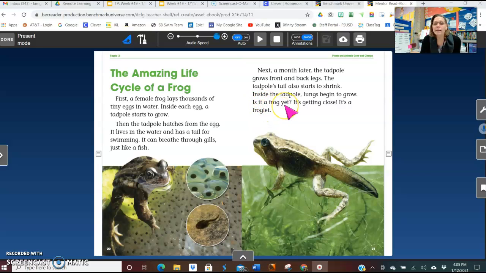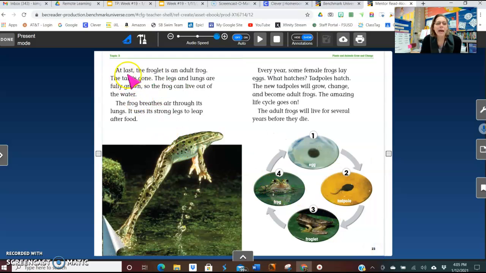Is it a frog yet? It's getting close. It's a froglet. At last, the froglet is an adult frog. The tail is gone, the legs and lungs are fully grown, so the frog can live out of the water. The frog breathes air through its lungs. It uses its strong legs to leap after food.